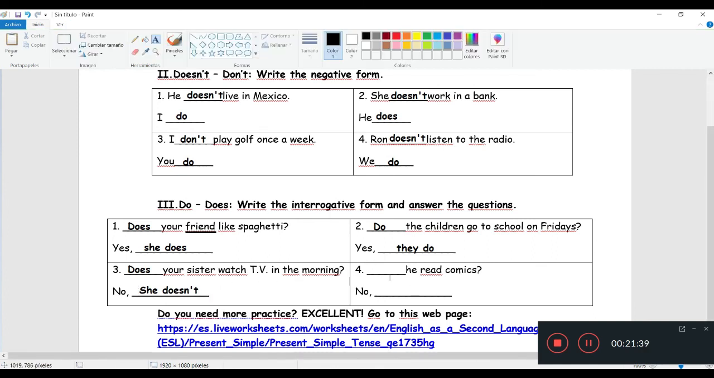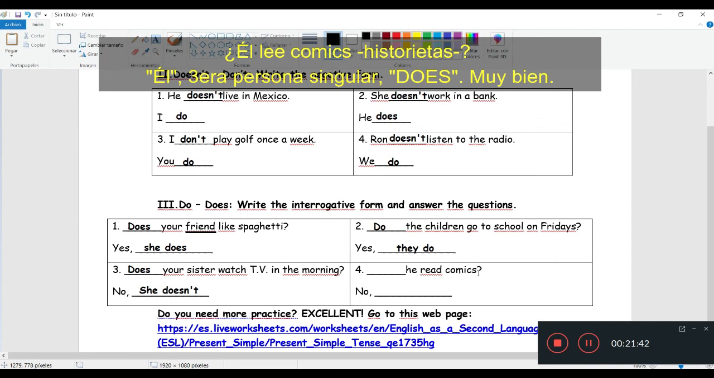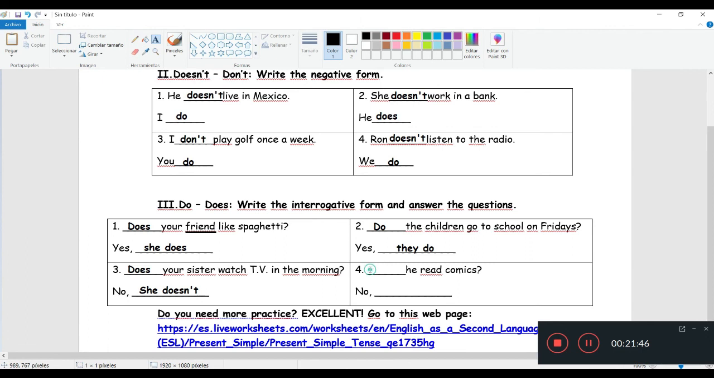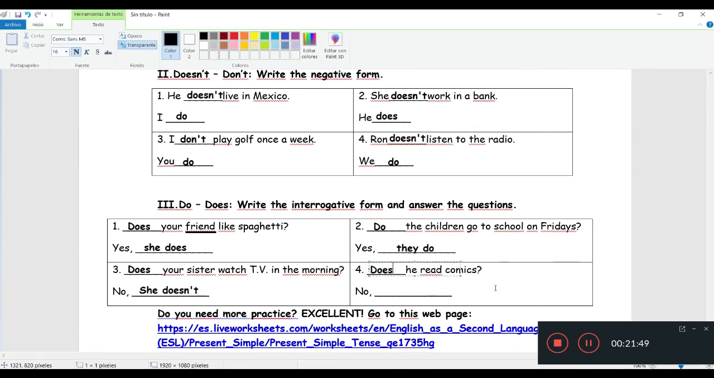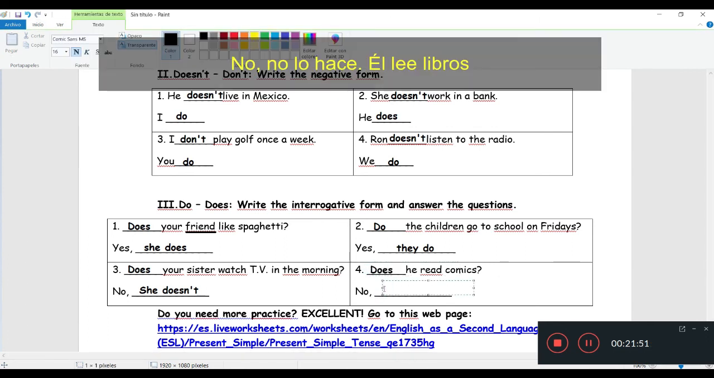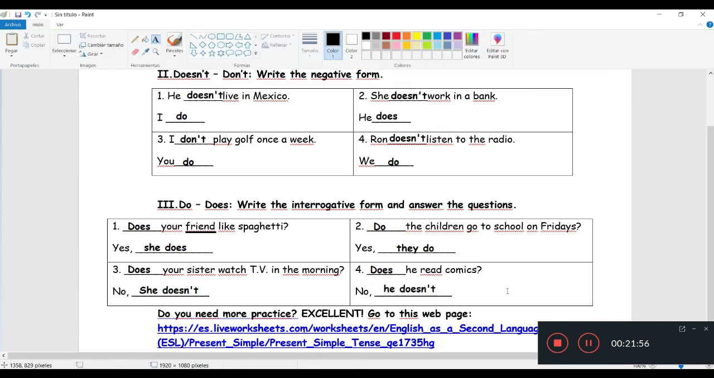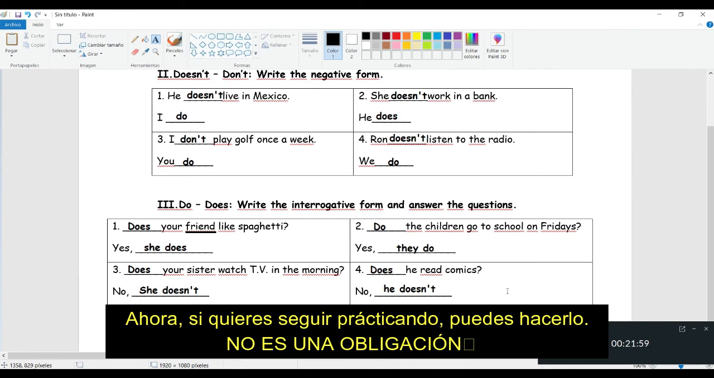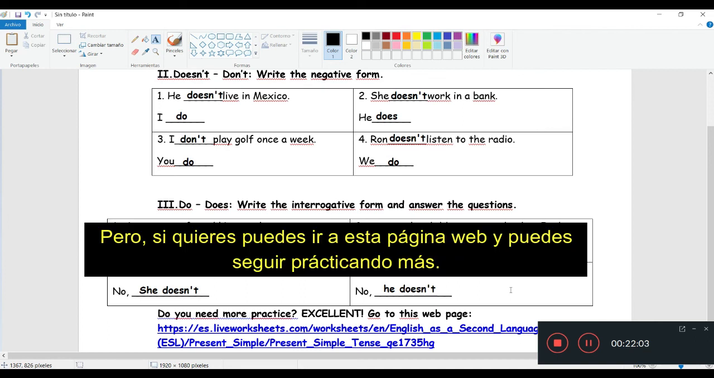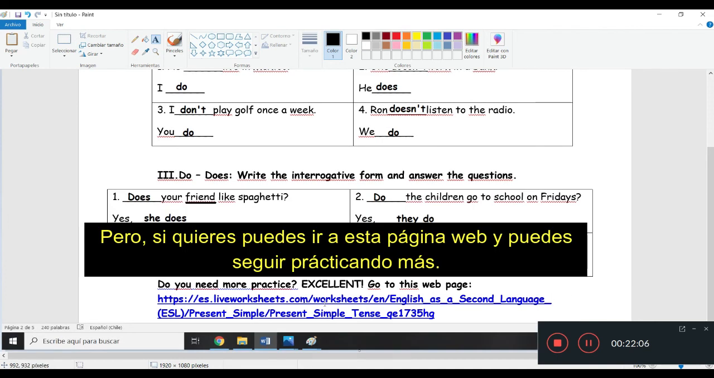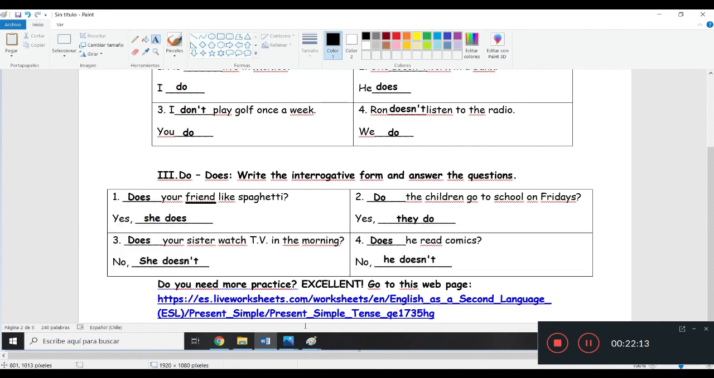Number 4. He read comics. He, third person singular, does. Very good. Does he read comics? No, he doesn't. He read books. He doesn't. Now, if you want to continue practicing, you can do that. It's not an obligation. But if you want to, you can go to this web page and keep practicing some more, okay?